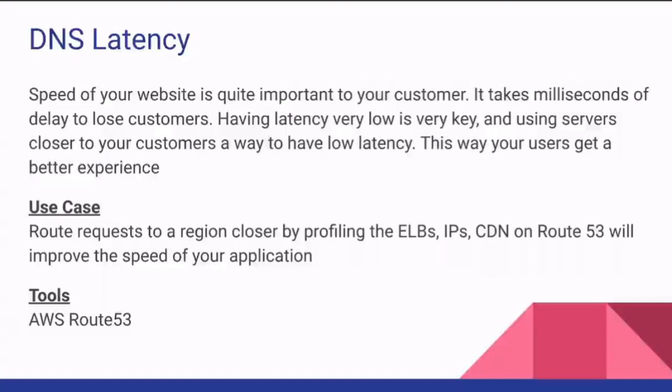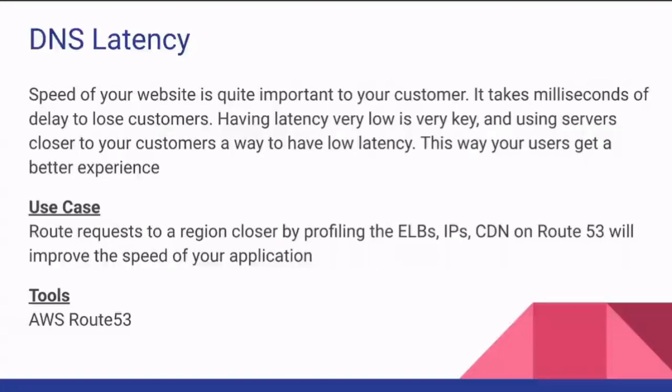Now, the use case of this is to route requests to a closer region by profiling either the load balancers, the IP addresses, or the CDN addresses on Route 53. This will improve the speed of your application. So Route 53 has what you call latency routing, which helps you route requests to a web server that is closest to the user.